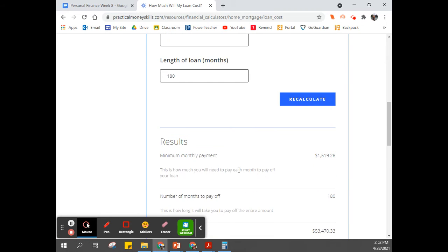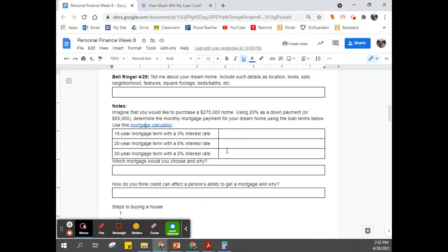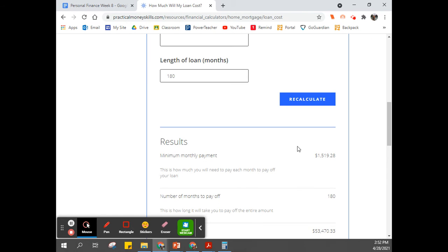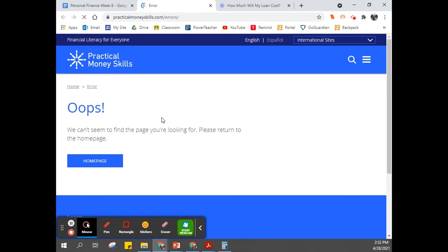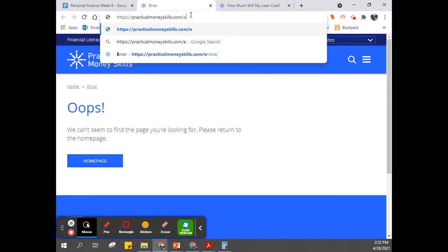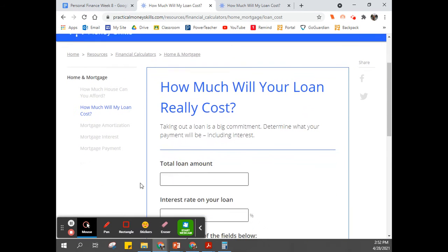And there we go. So what does the information ask for? It wants to know the monthly mortgage payment. So the monthly mortgage payment right here is $1,519.28. Okay, so you're going to do that same thing for these two. Again, that is practicalmoneyskills.com/costofloan. If you click on this, this is Practical Money Skills, but then it's an error, so you can just come in here and say cost of loan, and that should do it for you.